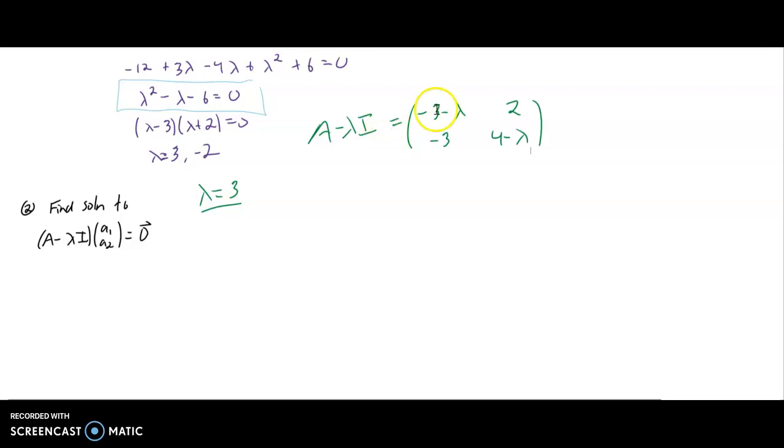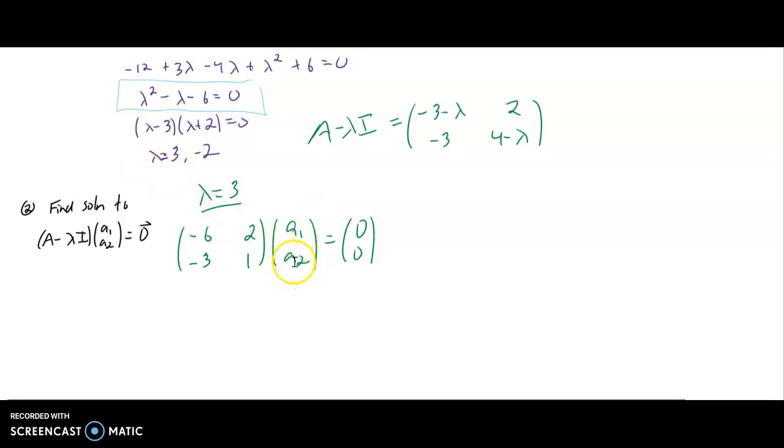So I'm going to take lambda equal 3 and plug it into this right here. So when I do that, I do negative 3 minus 3, that's minus 6, and then I get a 2. And then I get this minus 3, and then I do 4 minus 3. That gives me 1. And now I need a1, a2 equal 0, 0. I just wrote this out for this particular lambda equal 3. Now, this takes time to get used to. As you get good at this, you just see it.